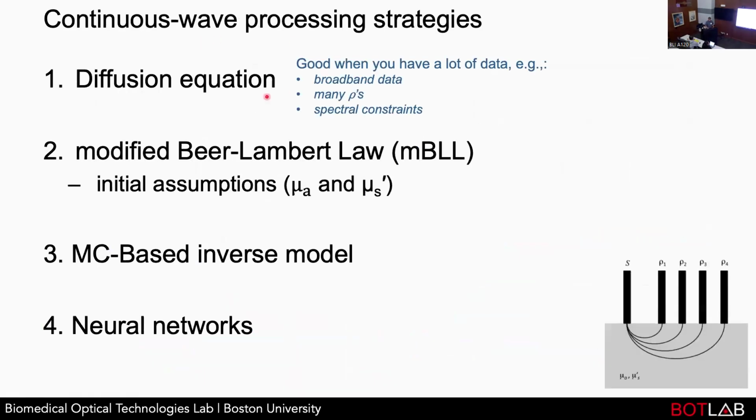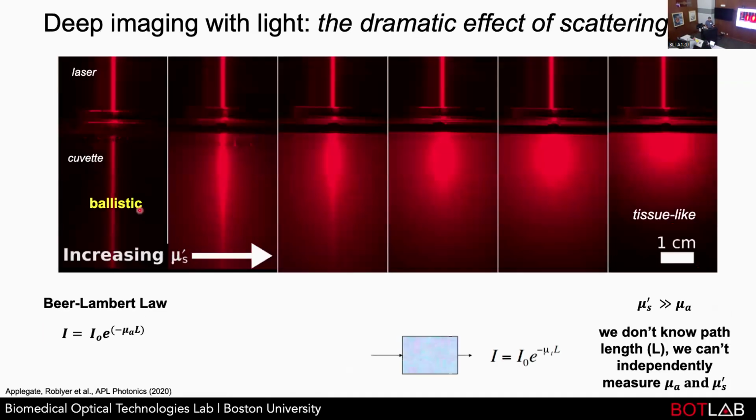So the diffusion equation is good for spatially resolved measurements when you have a lot of data. So broadband data, meaning lots of different wavelengths, many source detector separations, especially short and long, and spectral constraints. Otherwise, it can be difficult to disentangle mu A and mu S prime. Let's move on to the second, the modified Beer-Lambert law. Okay, I showed you this figure before. Remember, it's difficult to disentangle mu A from mu S prime, and it's difficult to know path length.